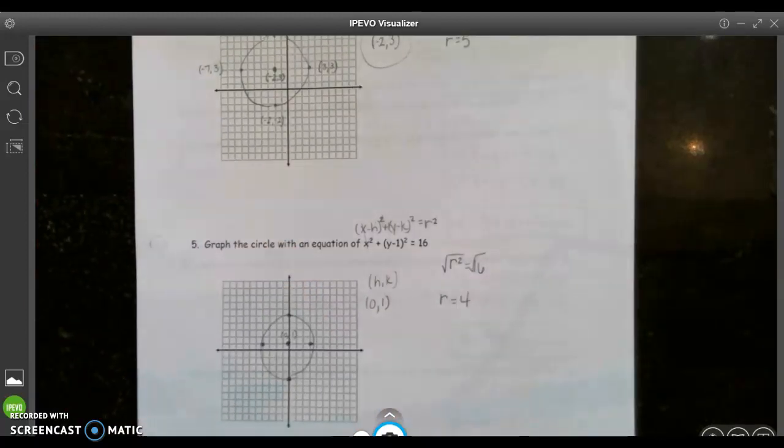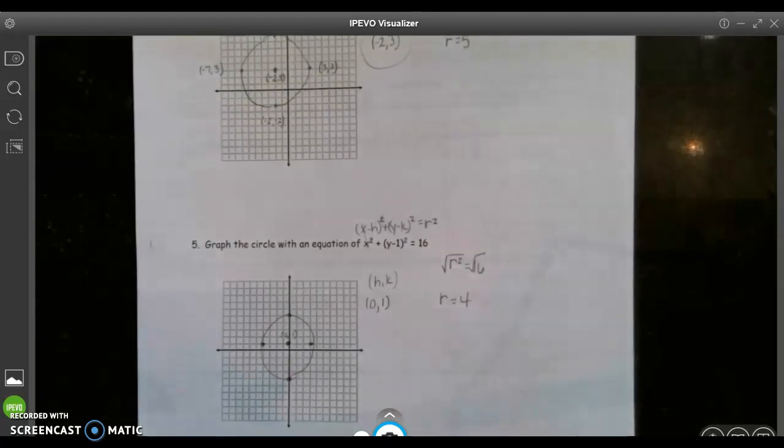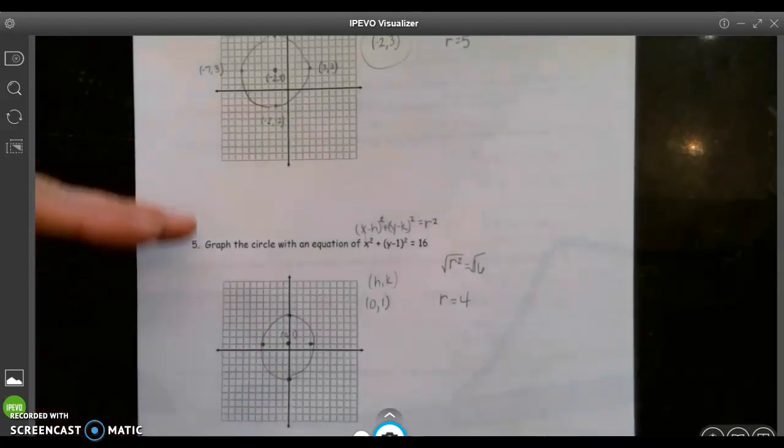So I'm going to end this video and start a video on my phone on IXL to show you how you're going to graph on IXL, because it's not going to be exactly like this.